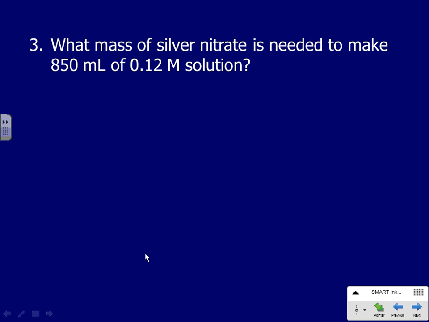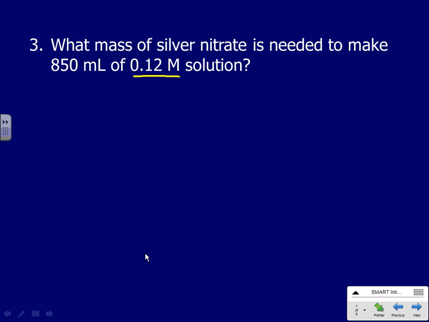Survival. What mass of silver nitrate is needed to make 850 milliliters of 0.12 molar solution? Okay. So this becomes a little tricky because we've got to realize that this thing here is a conversion factor. That's the main important thing, that thing there is a conversion factor. That's not our starting number. That's not where we want to go. That's one of the numbers that are on our arrows that tells us how to get there.